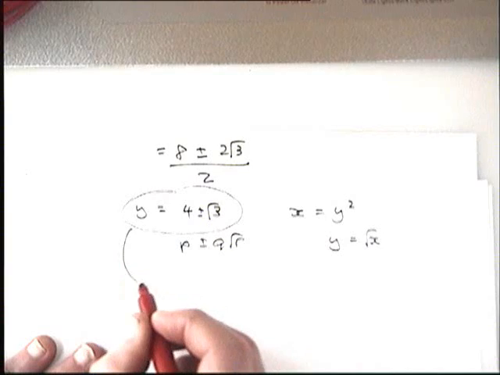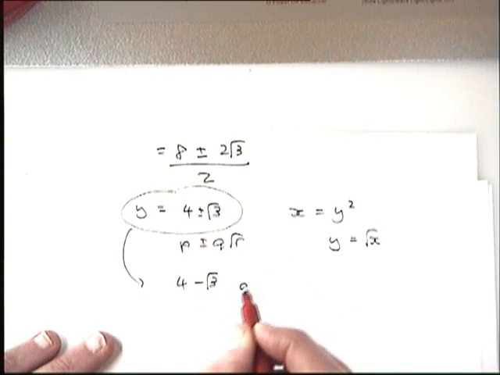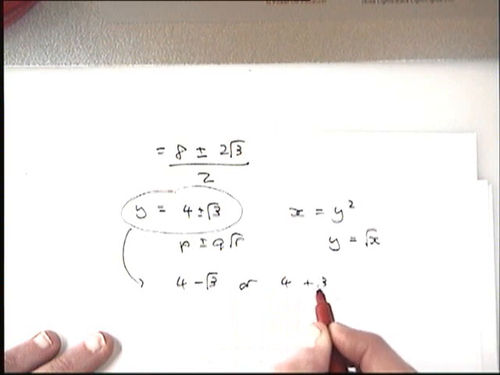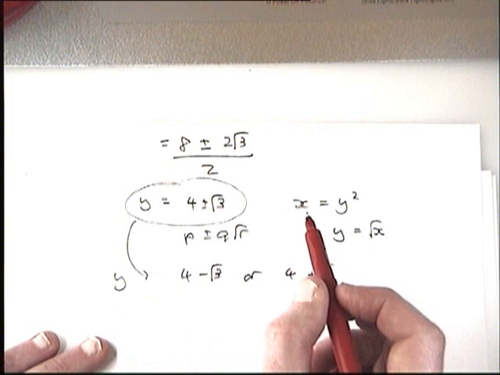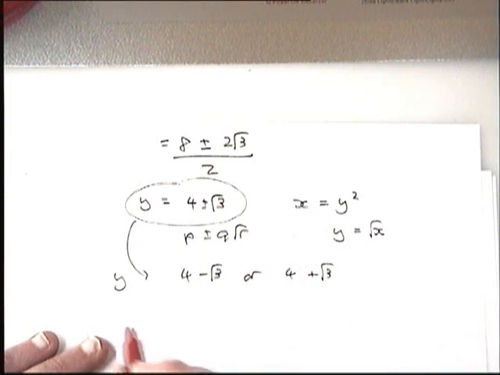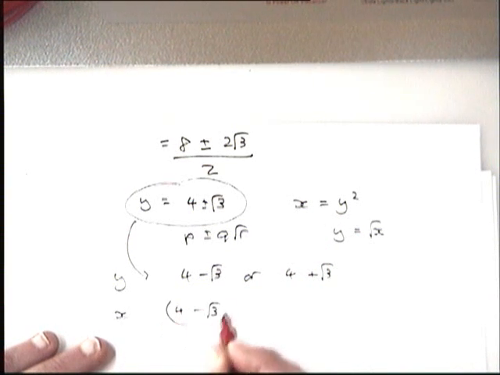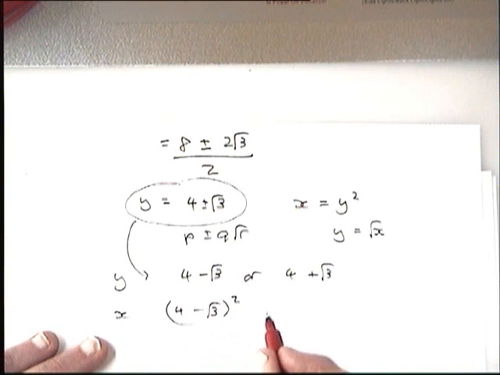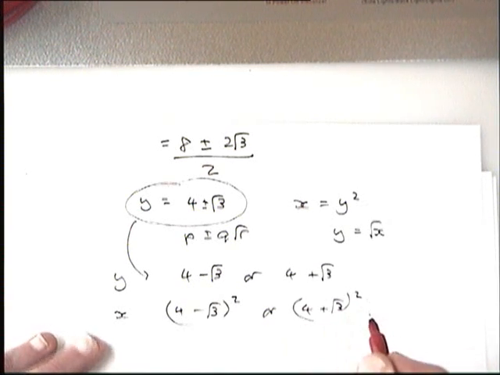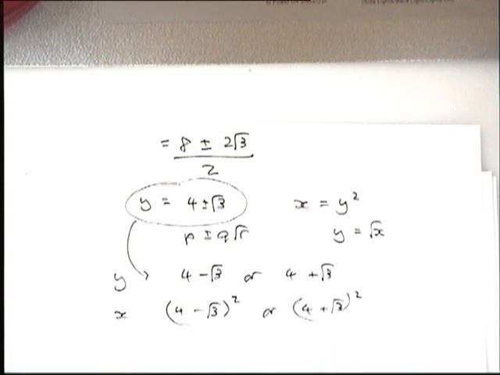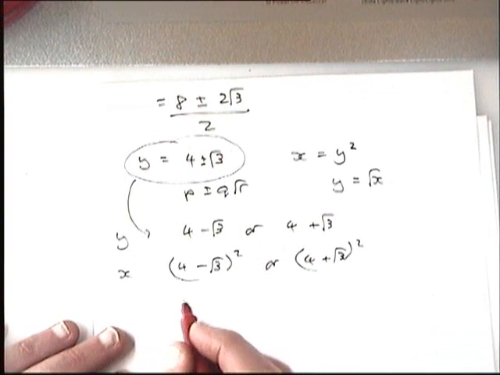So if y is that, which means either 4 minus root 3 or 4 plus root 3, those are answers for y. To get my answers for x, I need to square them both. x is y squared. So it's either 4 minus root 3 squared or 4 plus root 3 squared. We've got to make sure that our answers are in terms of x again, not y. So these things need multiplying together.